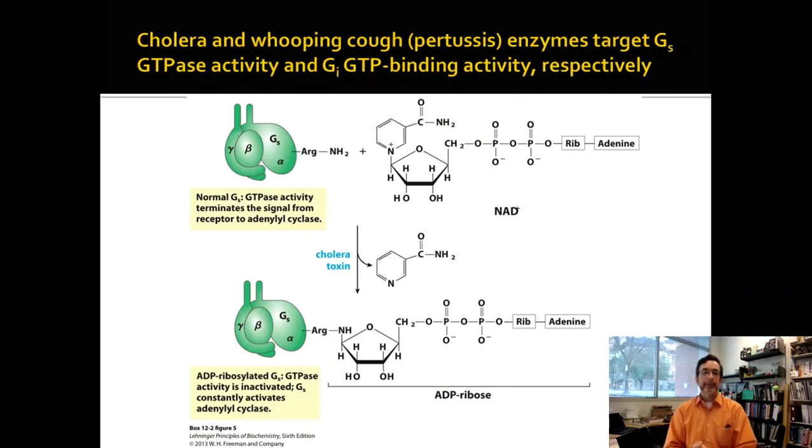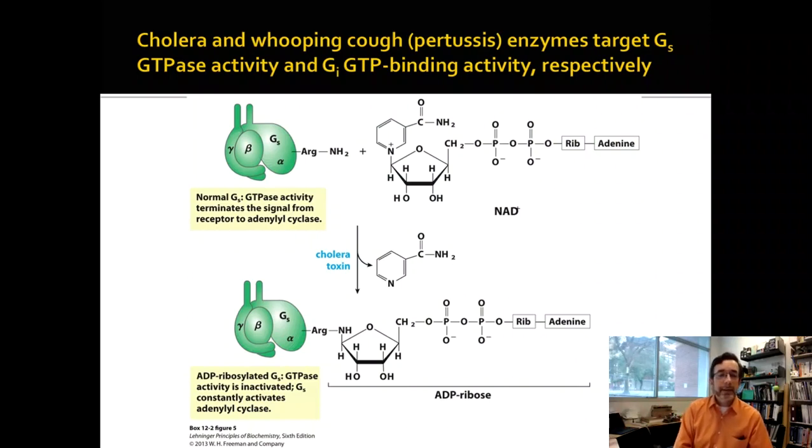Oh, and I do have this. This is cool because we were just talking about this. So cholera actually causes a dysregulation of a G protein pathway. Pertussis does the same thing. It just does it for a different kind of G protein. So you can have very different effects, but you can have these toxins that target G proteins. So this is the way cholera works. It actually takes an NAD molecule, which you can see the adenine in the box over there.